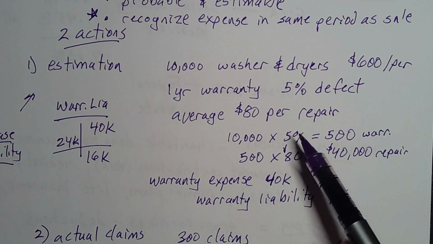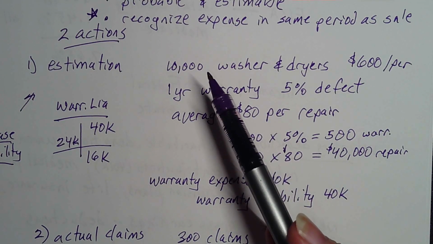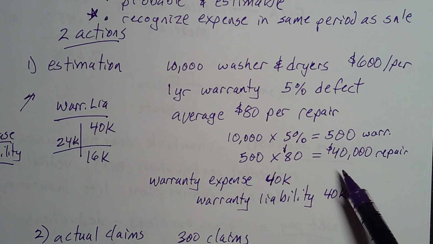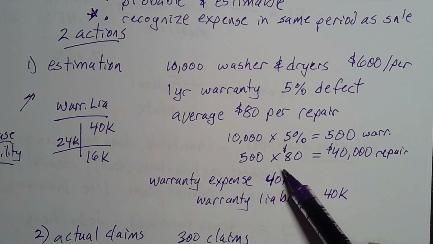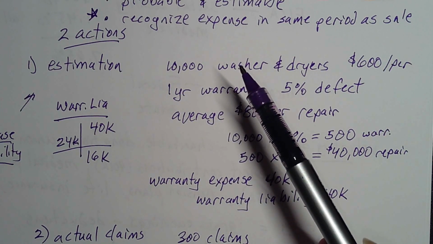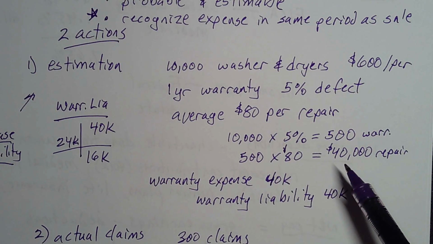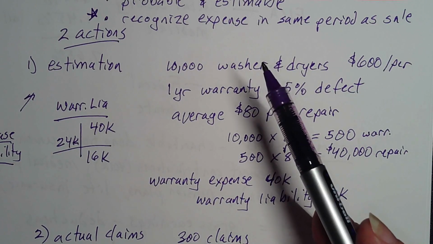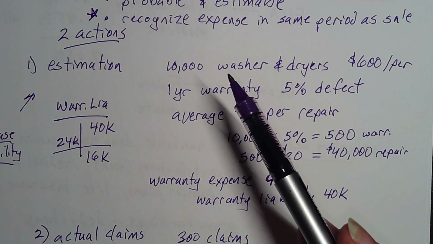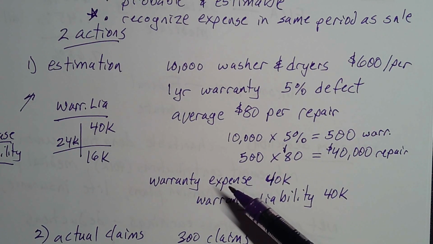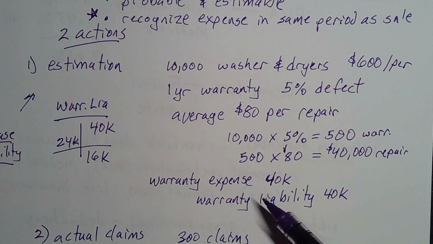But because we sold 10,000 washers and dryers this year, we believe in the future we're going to spend $40,000, and we want to associate this $40,000 expense with these washers and dryers because it's these washers and dryers that are going to cause us to spend money on repairs. So we want to hit this revenue, $600 times 10,000, so $6 million, with this expense because it's part of it. And since it hasn't happened yet, we set up a liability.